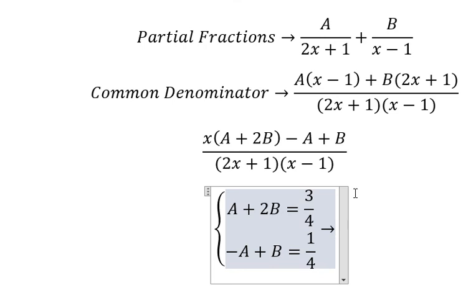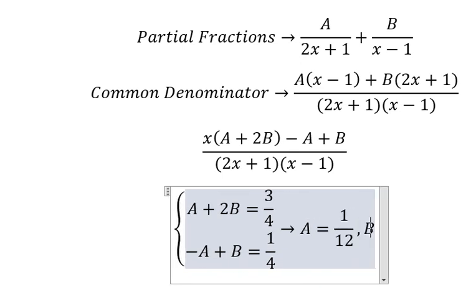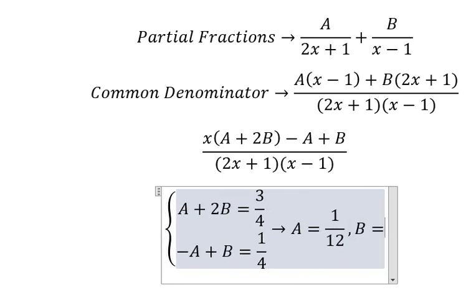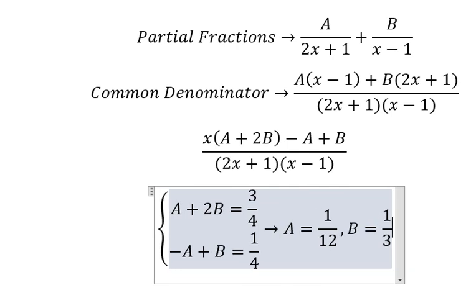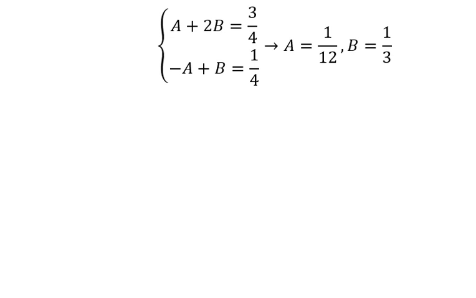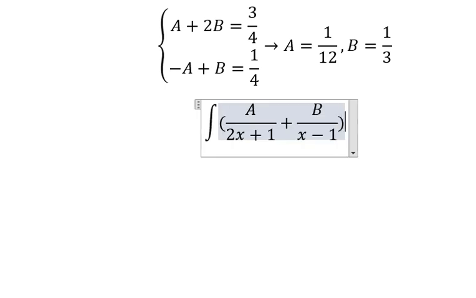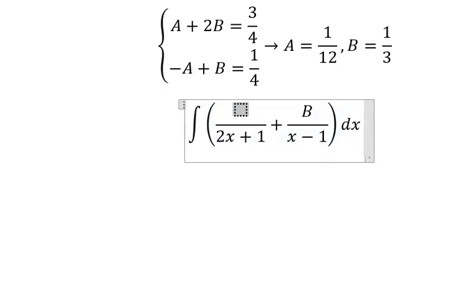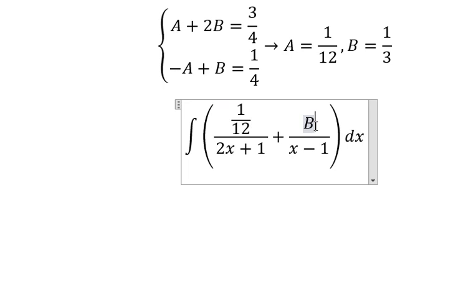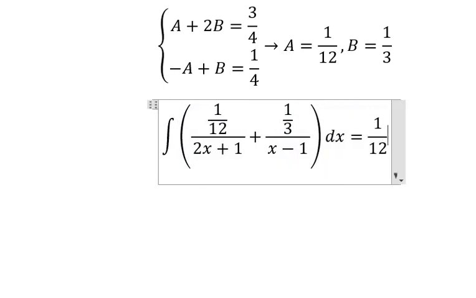And now we need to find the solutions of A and B. So A equals 1 over 12. B equals 1 over 3. And now I will put A and B going here. And now we have the final answer. So I will put A equal to 1 over 12, B equals to 1 over 3.